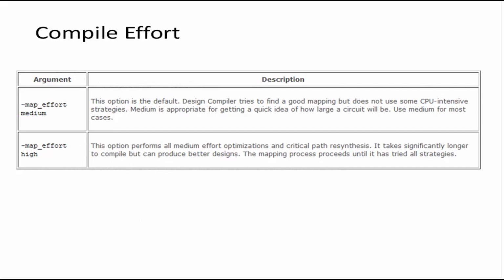Design Compiler will find a good mapping, but it will not use some of the CPU intensive strategies. Medium is appropriate for getting a quick idea of your area and timing, and it should be used for most cases. Let's say you feel that you are still left with some slack, or you feel that you should get a lower area still. You can use map effort high. Please note, by using map effort high, the run times will increase. They might increase significantly for bigger designs. So it will use some of the strategies that it did not use in medium. So this option is used for some critical designs.